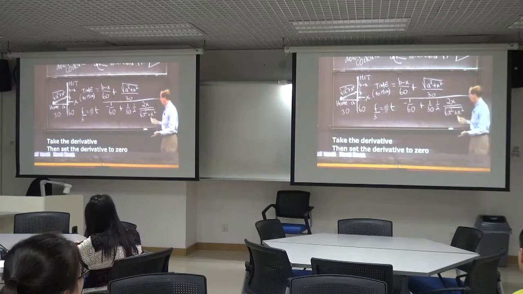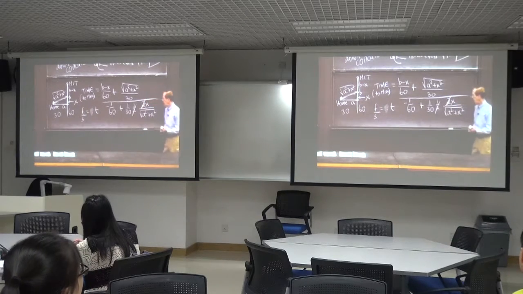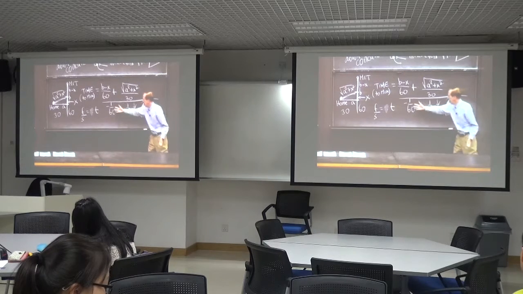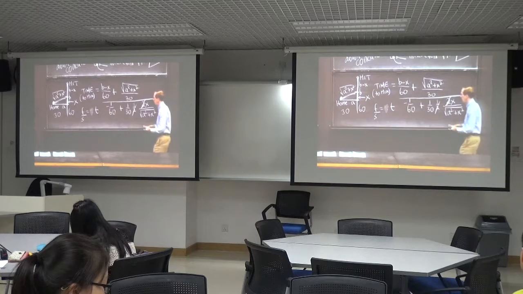Okay, and then I have to set it to 0. And of course I'm going to cancel the 2's. And I'll set it to 0. What does that mean, set to 0? Here's something minus, here's something plus. I guess what I really want is to make them equal.